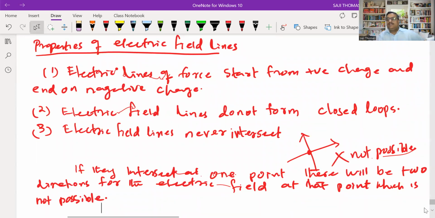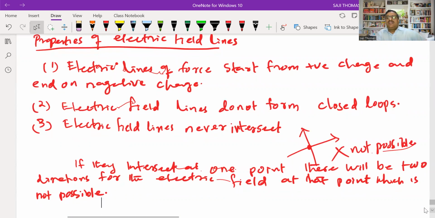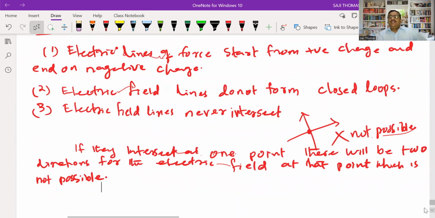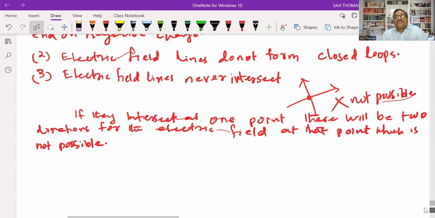Then, the third property. See, I told you electric field lines are sometimes curved and can be straight lines. Curved when more charges are there, right? For an isolated point charge, a positive charge, straight lines. So, at any point on the line of force, the direction of electric field is along the tangent drawn at that point.